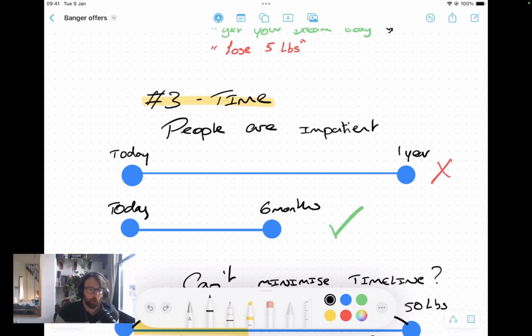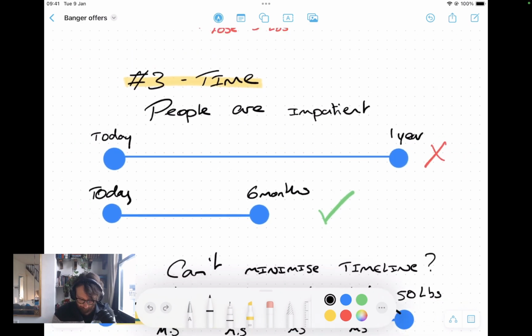Most people are not thinking long term. They're not thinking about where they're going to be in a year. They're thinking about where they're going to be in 3 weeks, 4 weeks, 5 weeks, 6 weeks. When you're looking at refining your offer, think about how you can truncate and shorten that timeline to success. The shorter the timeline to success, the more people will be willing to test it and try it.